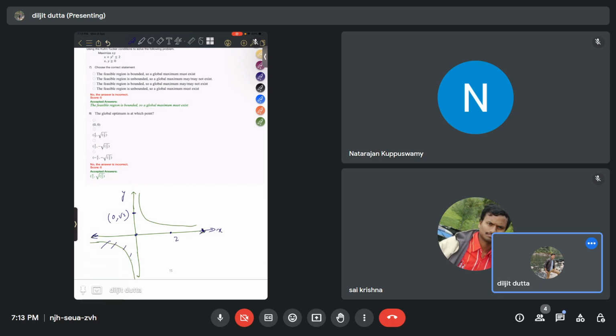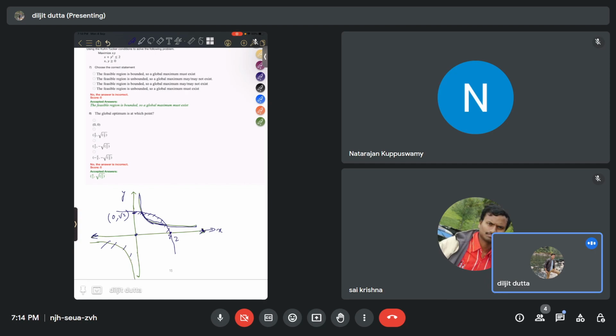So we'll obtain some curve like this, and this is the feasible region, and this is the value of xy. So when we have this, the feasible region is bounded by this curve. So we'll have a global maxima that must exist.